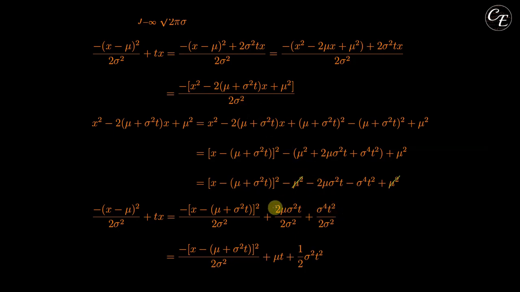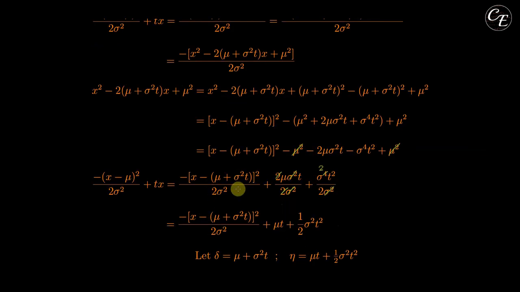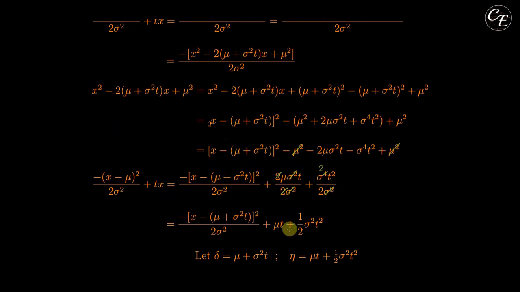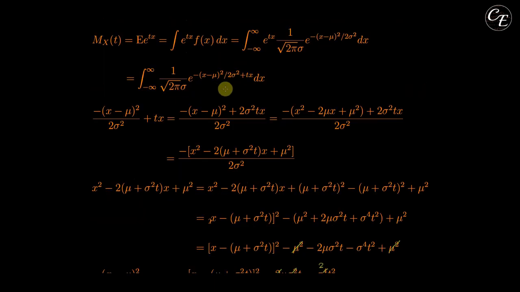Then we can cancel out 2 and 2 and sigma squared and sigma squared. Then this 4 can be reduced to 2 by cancelling sigma squared in here. Then what we're left with is this from here. Now let us bring back this one, which is equal to this one, in here. But this one is quite complex if we bring it back in here.